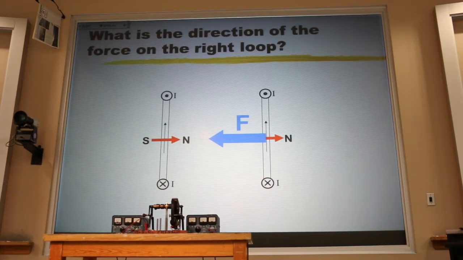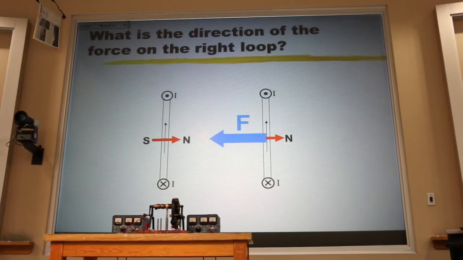To the left. Check if your neighbor did that. If not, you know what to do. Evil eyes. Oh, goodness. Going crazy.